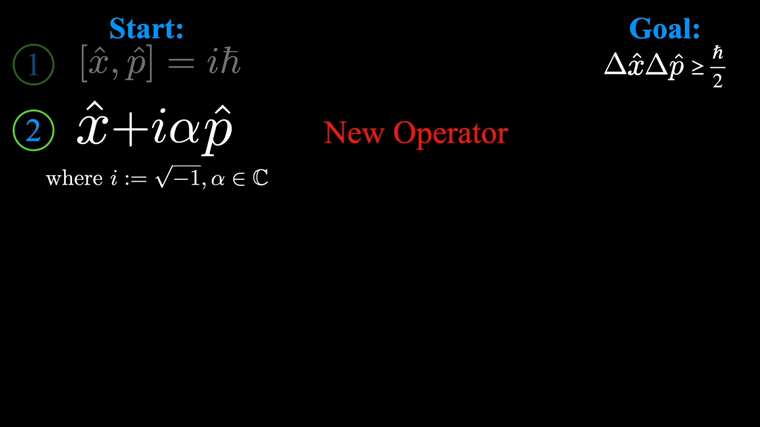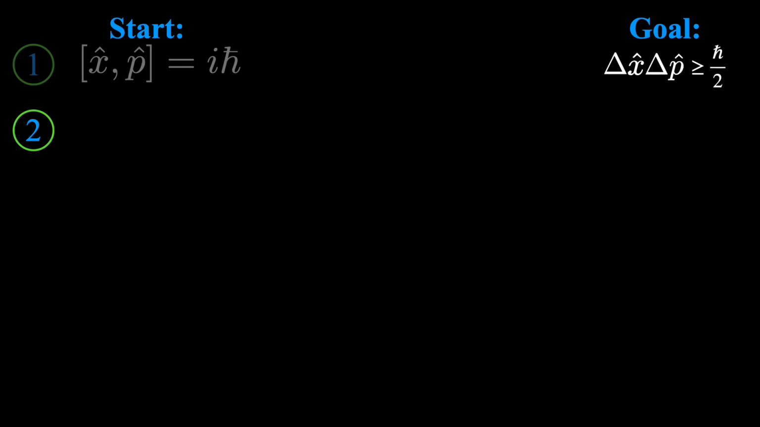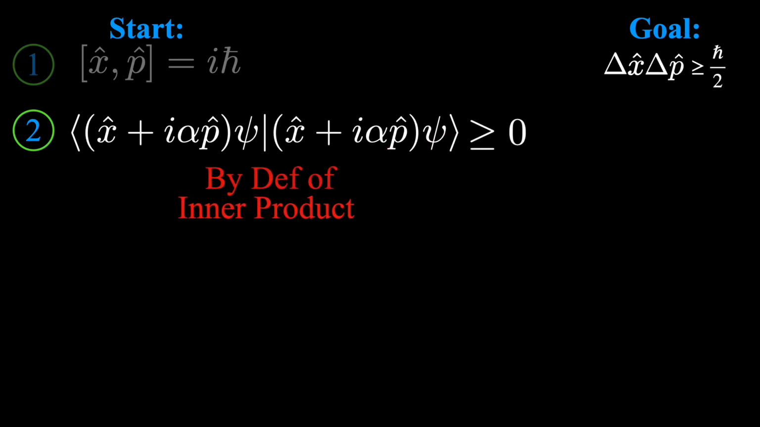So this operator can now act on a ket to produce another ket. And since this whole thing is just another ket, we can take the inner product of it with itself. And by the definition of an inner product, this must be greater than or equal to 0.